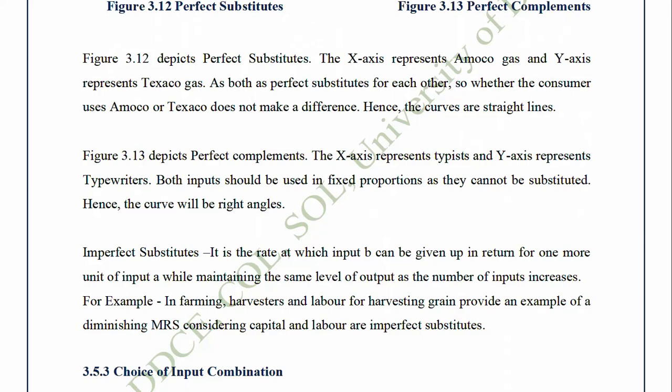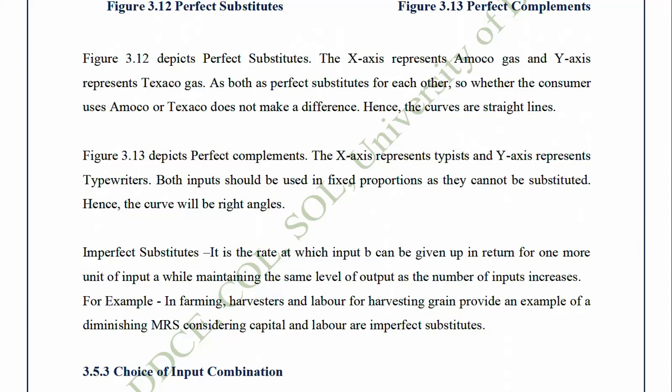Figure 3.13 depicts perfect complements. The x-axis represents typists and the y-axis represents typewriters. Both inputs should be used in fixed proportions as they cannot be substituted. Hence, the curve will be right angles.